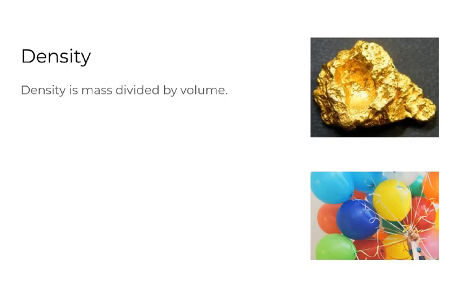Density is mass divided by volume. We can write the equation d equals m over v, where d is density, m is mass, and v is volume. Typically in a chemistry class, mass will be given in grams, and volume will be given in either milliliters or centimeters cubed. Those units mean the same thing.